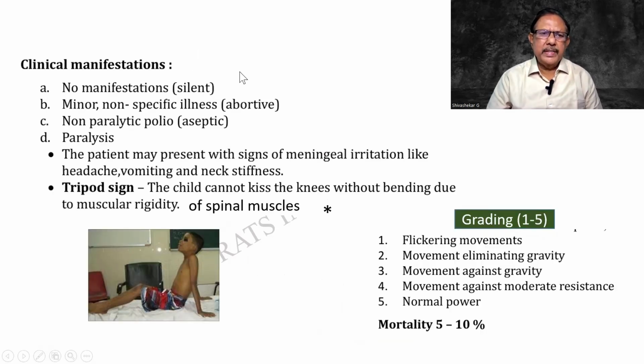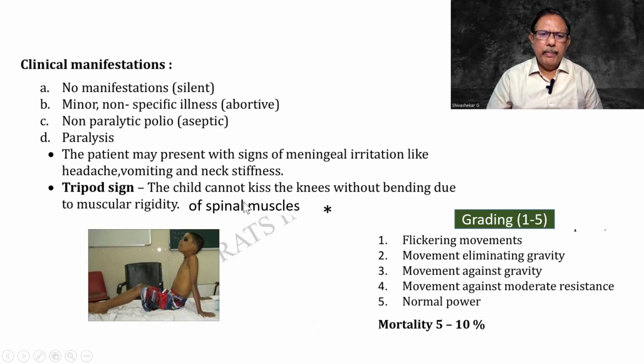The manifestations are, it can be silent, no manifestation. And in some cases it is abortive, so there is no development. Or there can be a non-paralytic one, aseptic. And finally, paralysis, this is the most important one. The patient will be having some signs of meningeal irritation, like headache, vomiting, etc. So it is something like a viral meningitis or meningoencephalitis. Neck stiffness will be present.